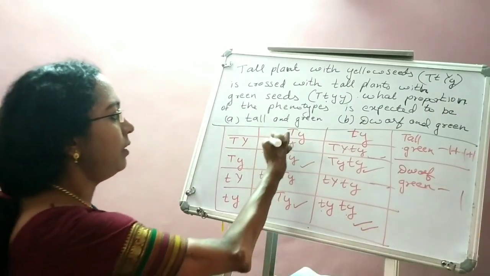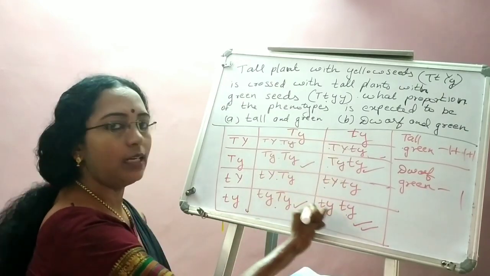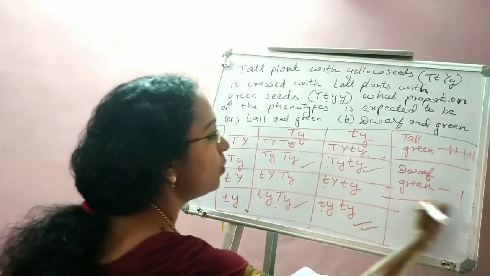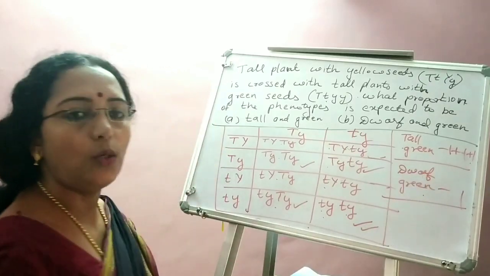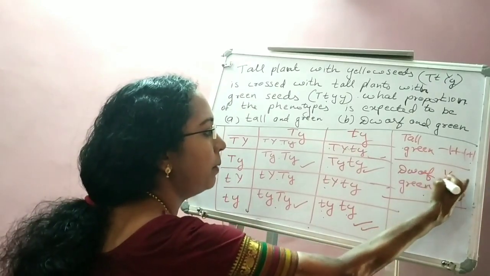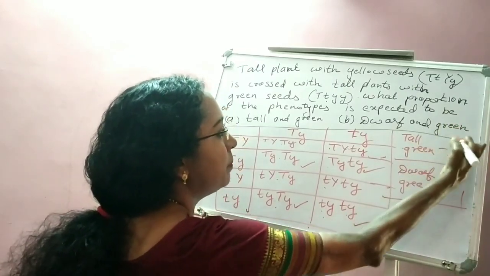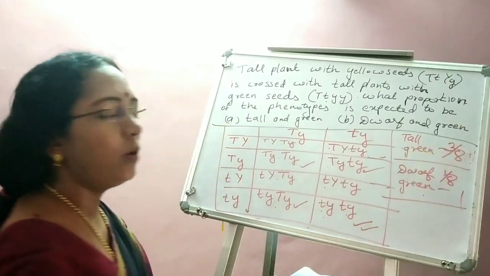So how many total here? Progeny 1, 2, 3, 4, 5, 6, 7, 8. Out of 8 progenies, I got 3 tall green and 1 dwarf green. So I can write here 1 by 8 is dwarf green, and 3 by 8 is tall green.